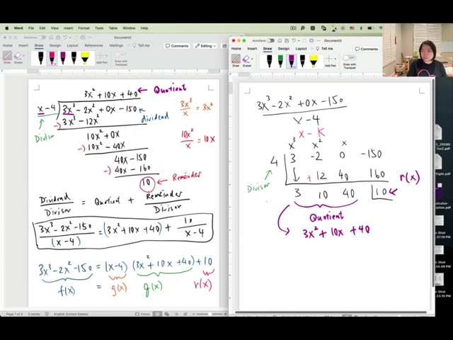Actually, this is a lot easier compared with long division. You get the same answer, right? 3x squared plus 10x plus 40. This is how you get the quotient. We do have a remainder of 10 here. So at the end, write down the answer just like this. Okay, right? This is called synthetic division.